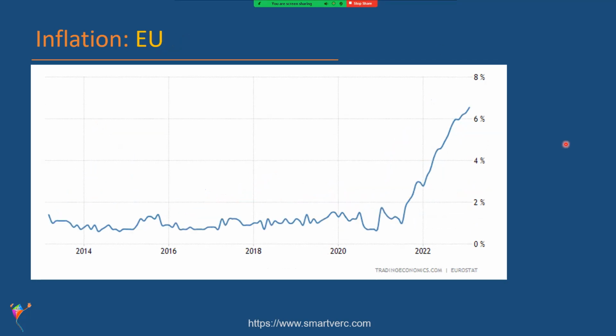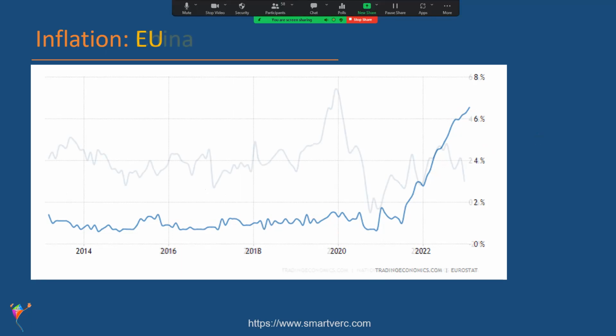Then comes the EU. Wow, this is a very disturbing trend. Before 2020, that is before COVID, it was about 1% to 1.5%. But now it has gone beyond 6%, and not only that, the trend is up. That is very disturbing. Trend is up.